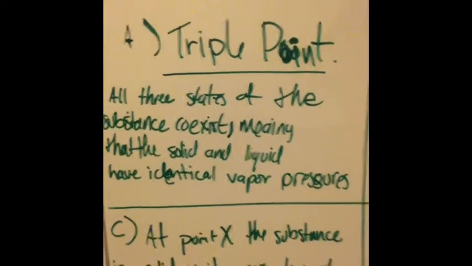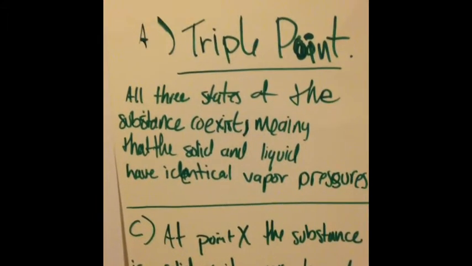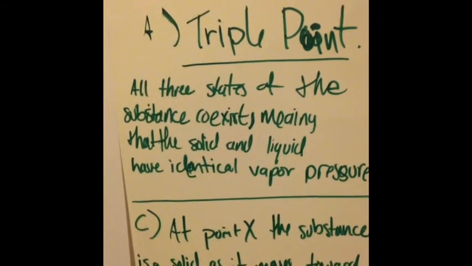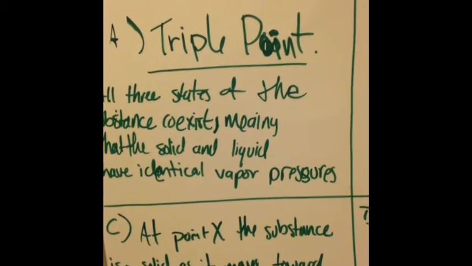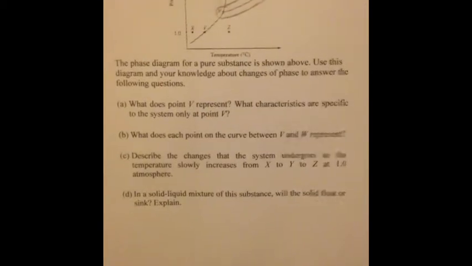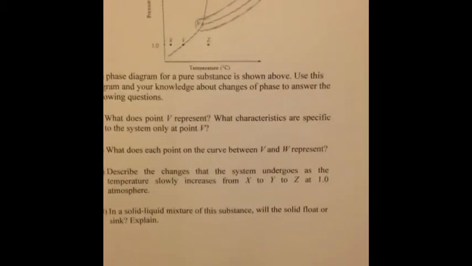Starting off with part A. Point V is known as a triple point. It's the point at which all three states of the substance coexist, meaning that the solid and liquid have identical vapor pressures. Part B. What does each point on the curve between V and W represent?